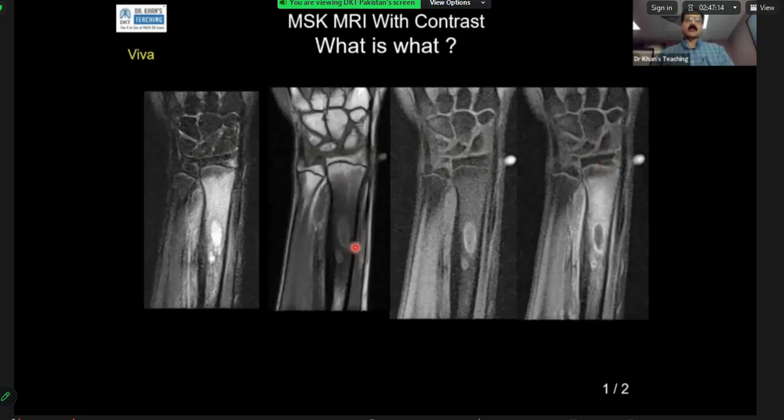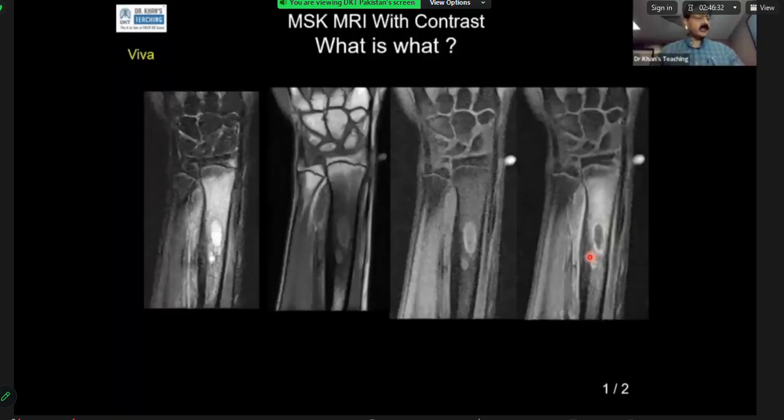In this case, on this T1 weighted sequence, there is a well-defined lesion here within the distal diaphysis, which has got a high signal rim, a satellite lesion here, and surrounding a lot of edema. The edema is low on T1, bright on the STIR sequence. This lesion and this satellite lesion, they are fluid signal. Now on pre-contrast fat saturated sequence, this is how it is, high signal rim. And then post-contrast, it shows rim enhancement.